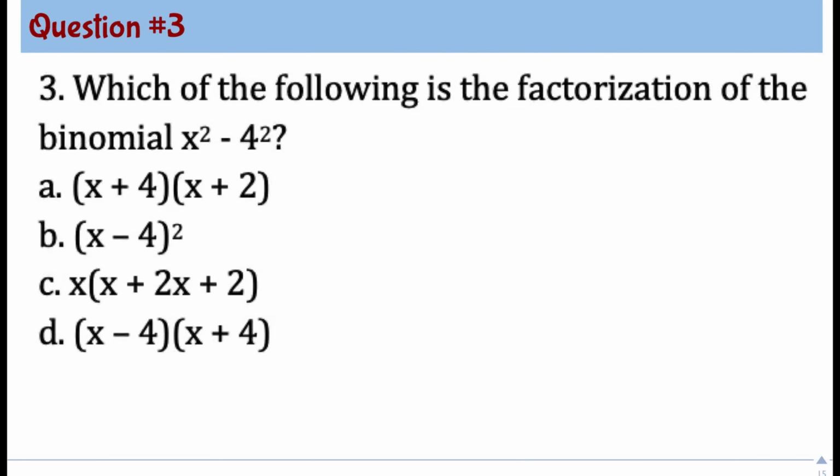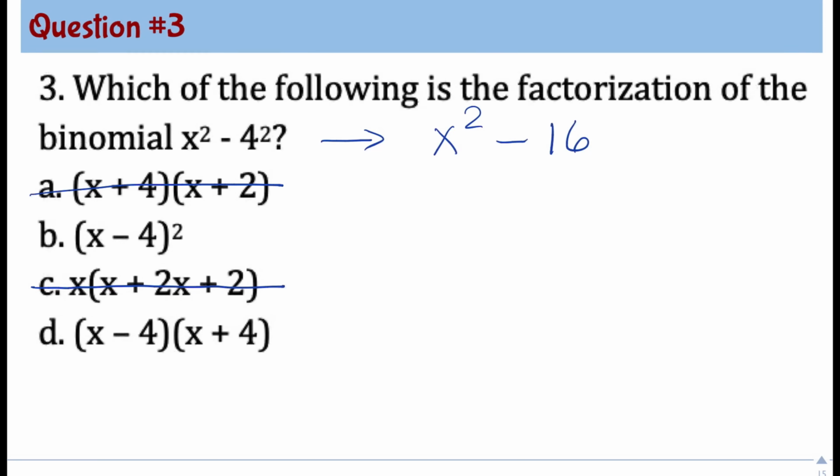Question number 3. Which of the following is the factorization of the binomial x squared minus 4 squared? So this binomial can be simplified as x squared minus 16 because 4 squared is 16. So here we can eliminate already choice A because 4 times 2 is only 8. And here if you do distributive property, you will not get 16. So we only have 2 choices here, B and D.